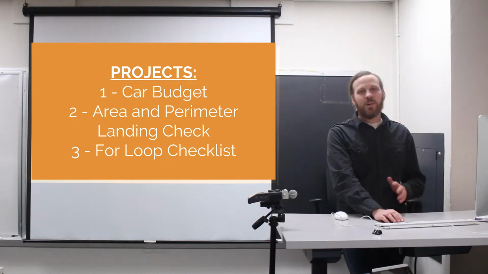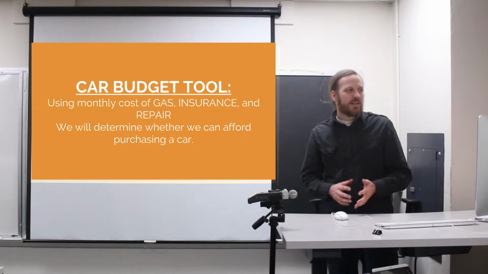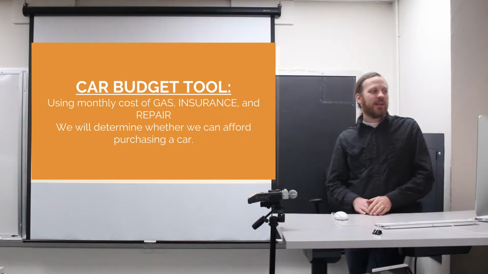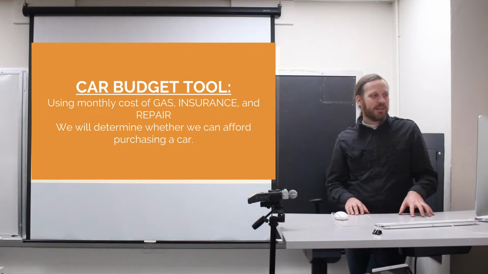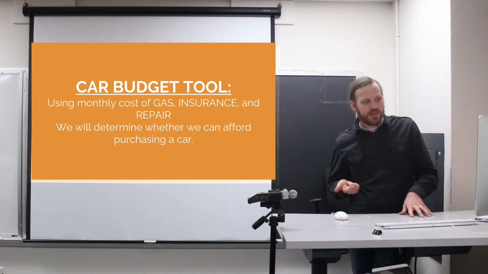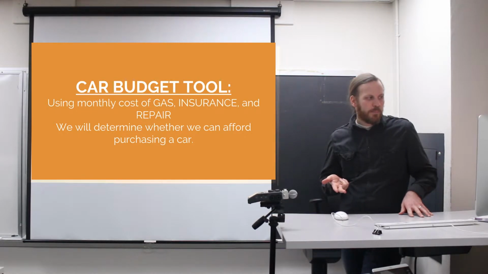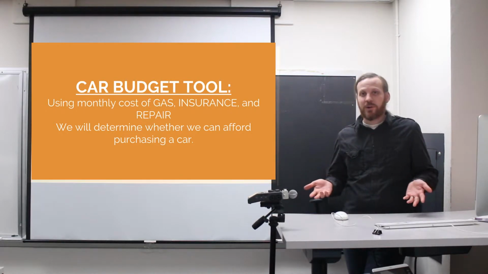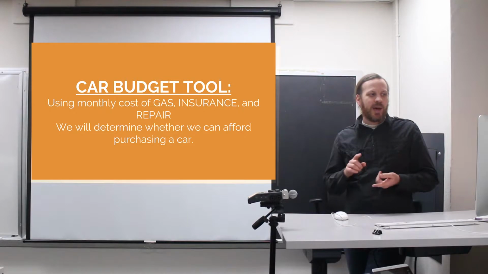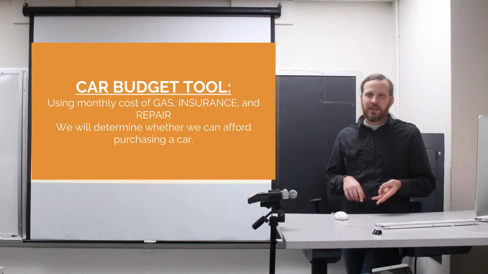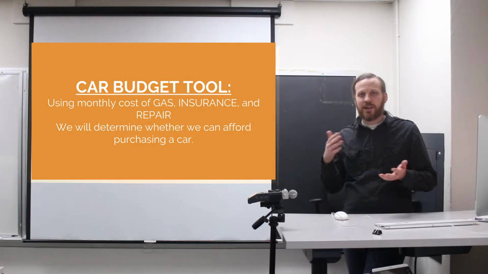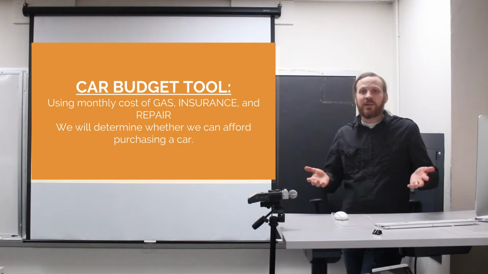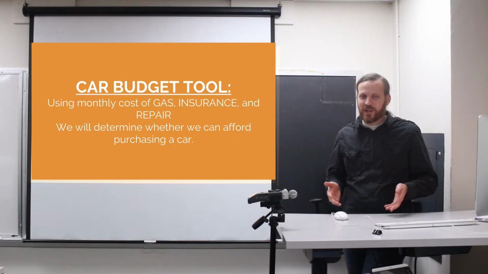So I'm going to walk through what these are about, just to give you a good sense in a video form, and then there's a lot more details in our activity prompt. So the car budget tool. You're going to make a short program that basically sets up using the monthly cost of gas, insurance, and repair. We will determine whether we can afford purchasing a car. So we'll say if you add gas plus insurance plus repair and it's less than a certain number, then yes, you can afford the car. Otherwise, no, you cannot afford this car.